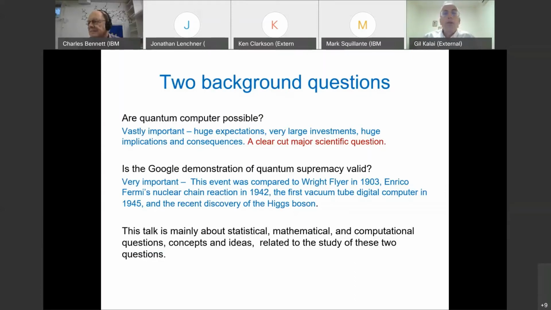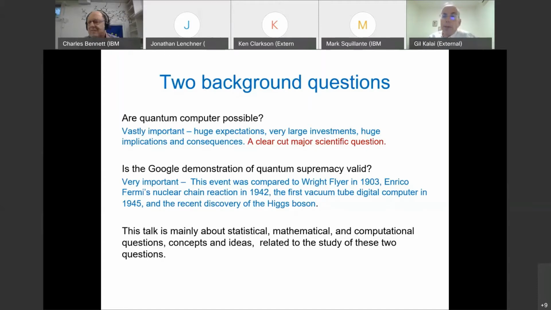Another question I would like to address is, is the Google demonstration of quantum supremacy from a year ago valid? And here I use the terminology used by Google, although I know that IBM, and to some extent also me, prefer the notion of quantum advantage, but these are equivalent. And this is a very important question.